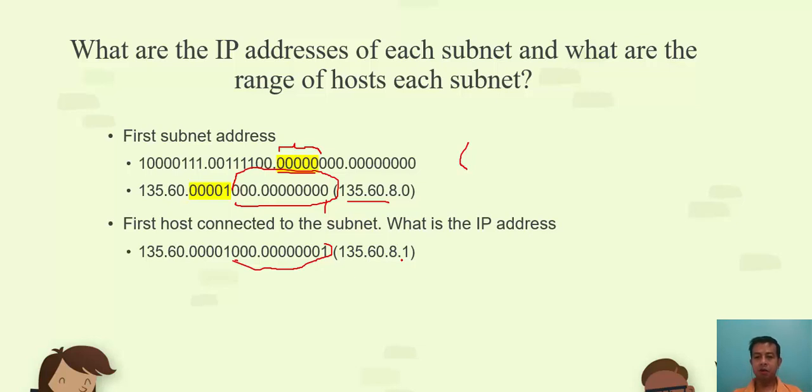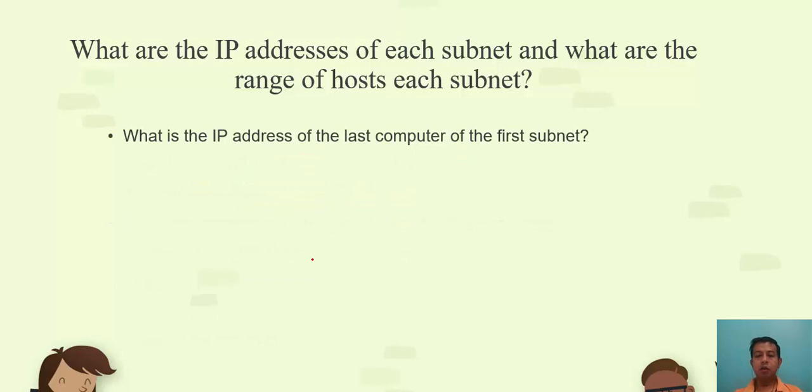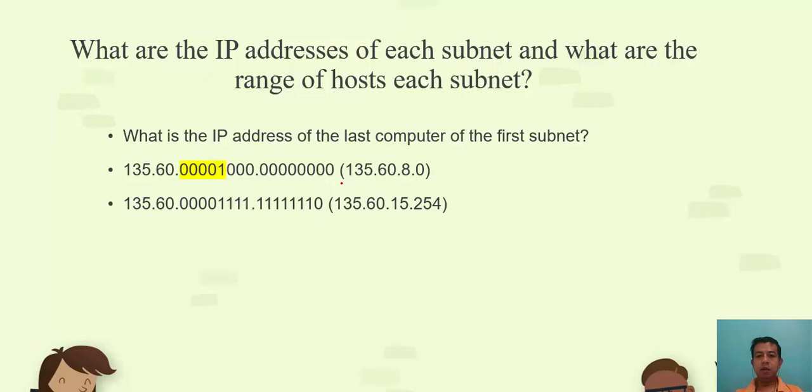What would be the next? It would be 135.60.8.2, then 135.60.8.3, and so on. How many computers can I connect in this subnet? I can connect 2 to the power 11, because 11 bits are left, minus 2. It will go on like this. What will be the IP address of the last computer? It is where all these are ones except the last bit. Remember, I cannot use where all are ones, because that will be the broadcast address of this subnet. So this would be the last computer of my first subnet.